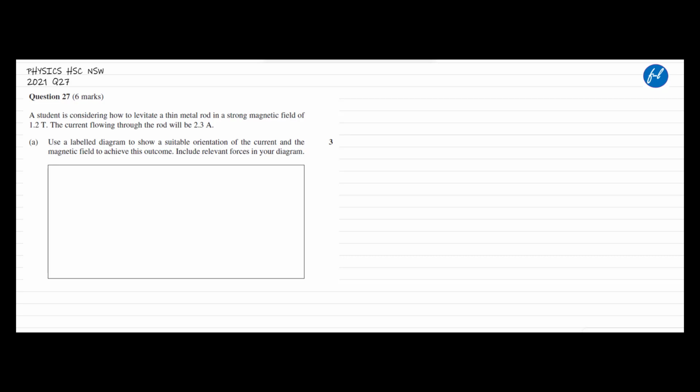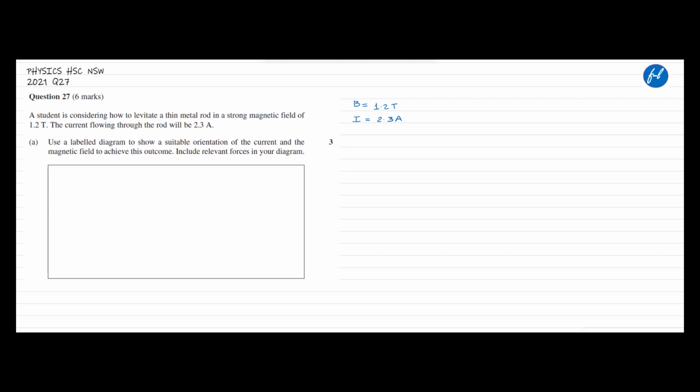A student is considering how to levitate a thin metal rod in a strong magnetic field of 1.2 Tesla. The current flowing through the rod will be 2.3 ampere. So the information given is we have the magnetic field intensity. Magnitude is given as 1.2 Tesla, and the current flowing through the rod will be 2.3 ampere.